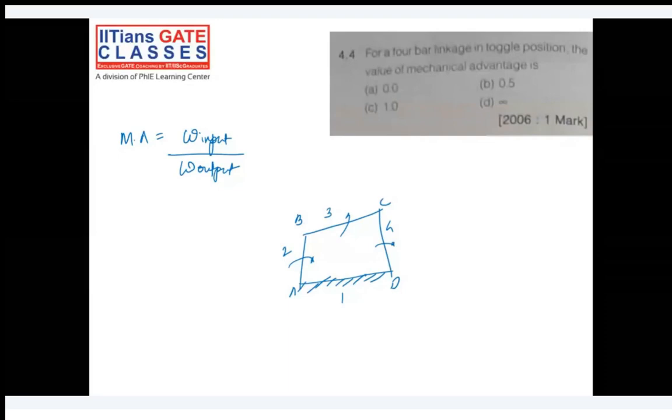So just to recall, in case of slider crank mechanism, slider motion is translatory motion, so omega is 0 in that case, and that's why mechanical advantage will be infinite. Also in the toggle mechanism, omega 4 is 0. The angular velocity of the output link will be 0. Hence, the mechanical advantage will be again infinite in this case.